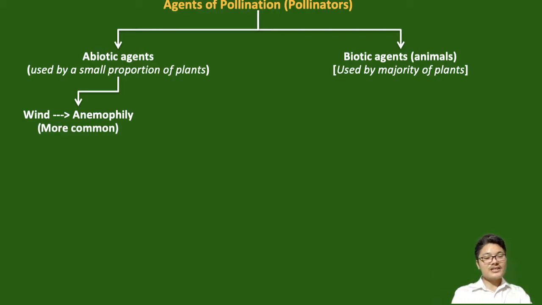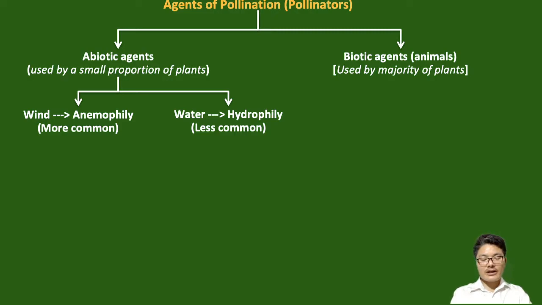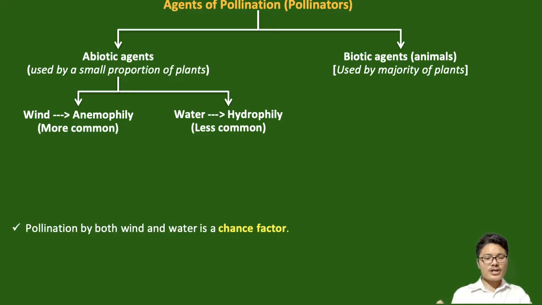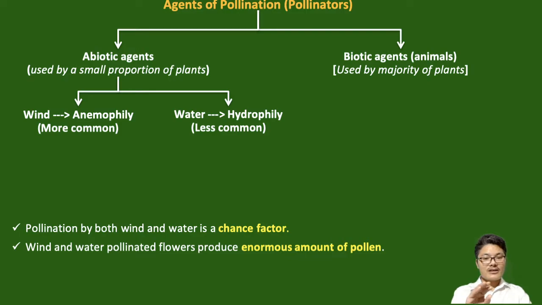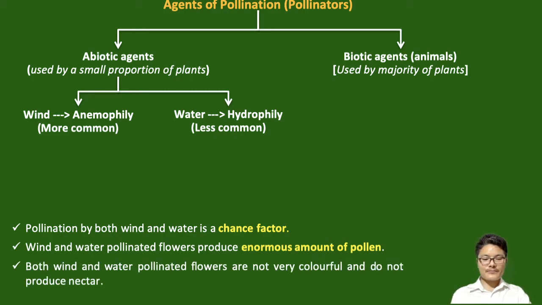Pollination which is occurring by wind is known as anemophily. Wind pollination is more common compared to water pollination. Water pollination is known as hydrophily, which is less common compared to wind pollination. Now, wind pollination and water pollination is a chance factor. It may occur, may not occur. And in order for pollination by wind and water to occur, flowers have to produce large number of pollen grains. Usually, wind pollinated and water pollinated flowers are not very colorful and they are not producing nectar.